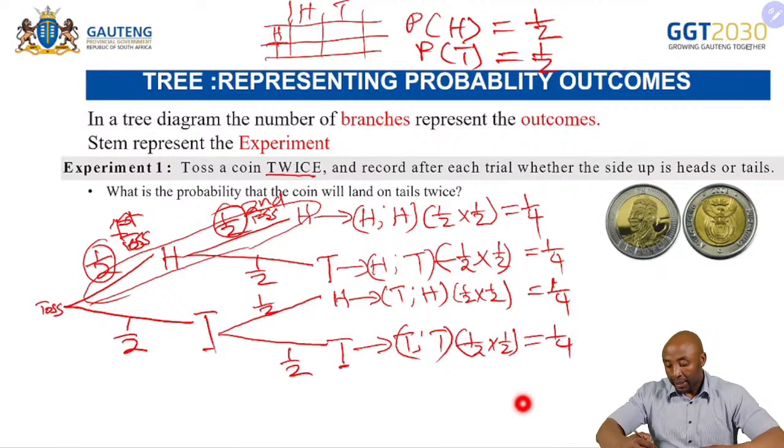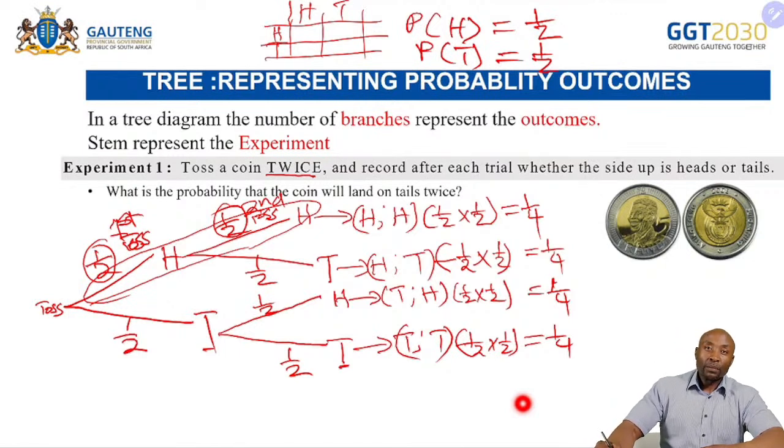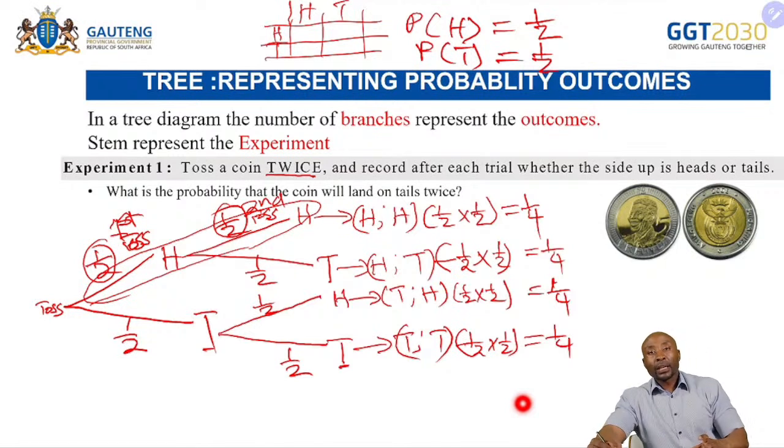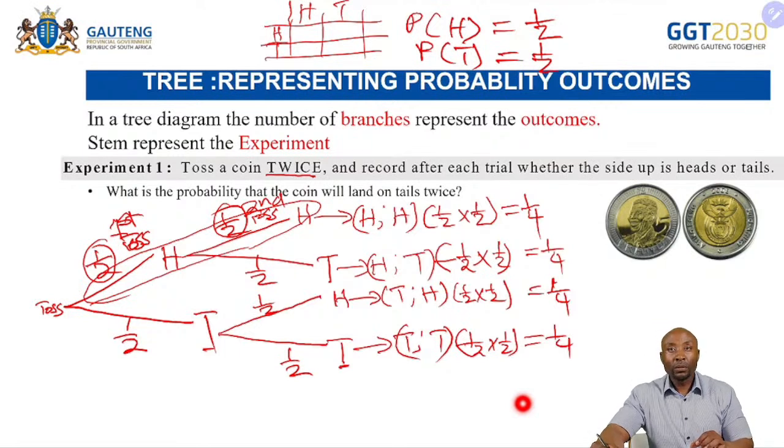If you add the probabilities of these outcomes, they must give us the sample space, which is 1 all the time. And also check, when you look at the probabilities on your two branches, they should also always give you a 1. Otherwise, it will not be a correct tree diagram. So this is how we come up with a tree diagram to represent our outcomes.